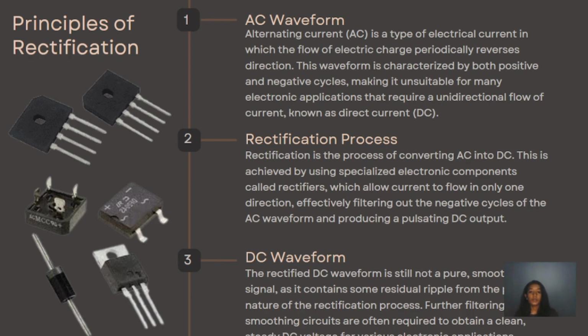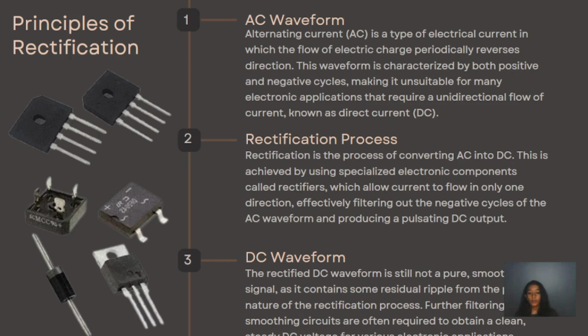Rectification process. Rectification is the process of converting AC into DC. This is achieved by using specialized electronic components called rectifiers, which allow current to flow in only one direction, effectively filtering out the negative cycles of the AC waveform and producing a pulsating DC output.